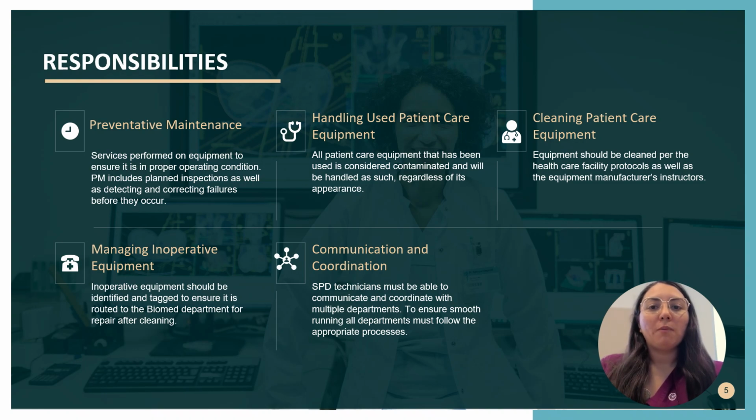When equipment is brought back to sterile processing for cleaning, its preventative maintenance sticker is checked. If it is due for inspection, the item will be routed to the biomed department after cleaning. After the biomed department inspects or repairs equipment, it will be cleaned again by the sterile processing department prior to returning to service or storage.